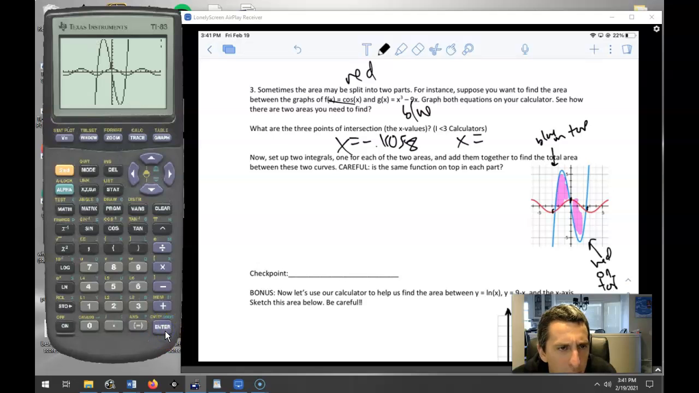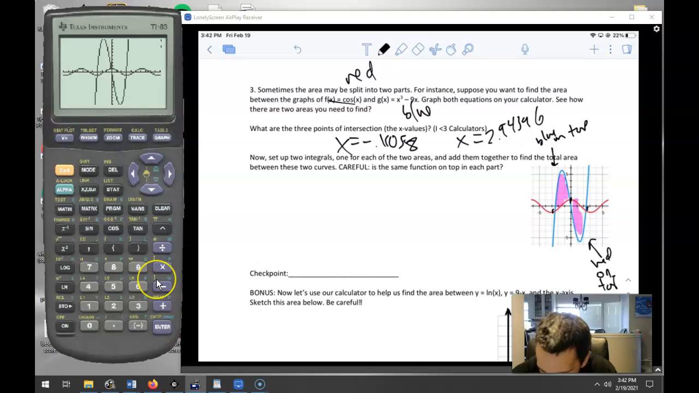And then that'll give you that one, which is 2.94396. Okay, and then the other one on the negative side, we'll just do this again. So intersect, first curve, second curve, and then for the guess again, I just arrow over back towards it, and then that'll give me the third one.